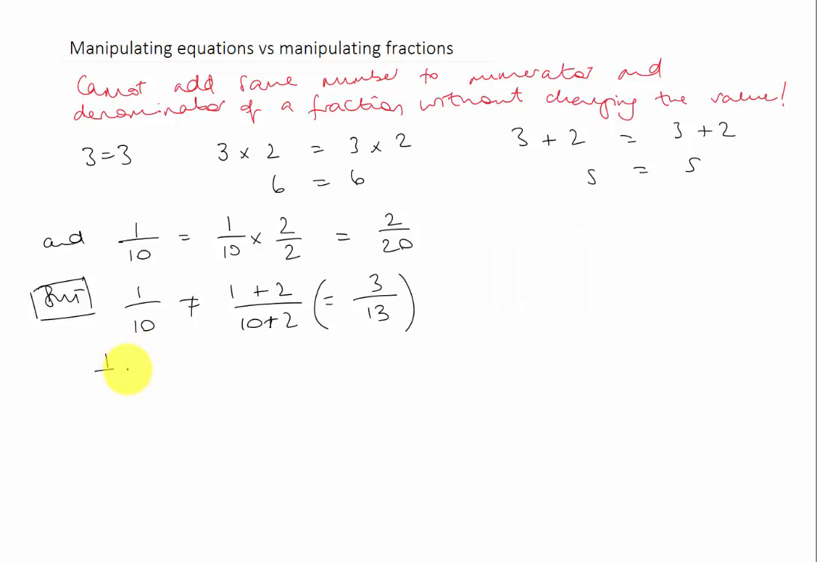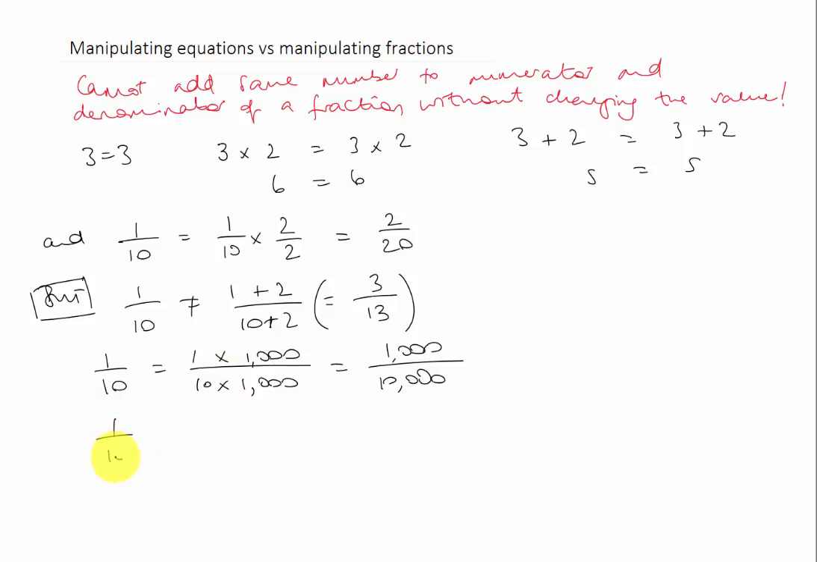So let's take it to a bit of an extreme. So how about if we had 1/10 and we multiply the top and the bottom by 1,000. So that's 1 times 1,000 over 10 times 1,000. So that's 1,000 over 10,000. These are all equivalent. I haven't changed the value of the fraction at all.